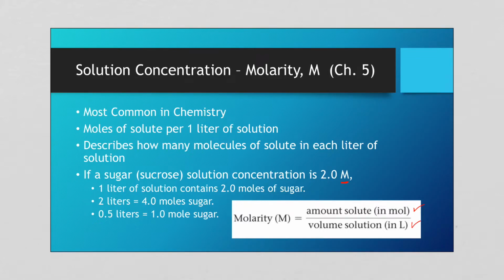So now, of course, that tells me how many moles are in every liter. So for example, if I had 2 liters of solution, I would automatically know that it contained 4 moles of sugar. Or if I had half a liter, I would know that it contained 1 mole of sugar. And so I can use molarity as a way to go back and forth from my volume of solution to my moles of solute.